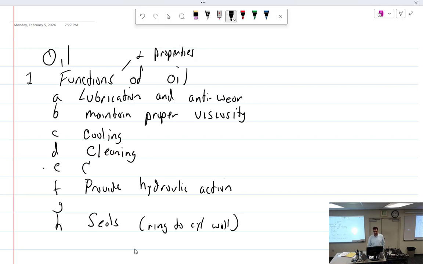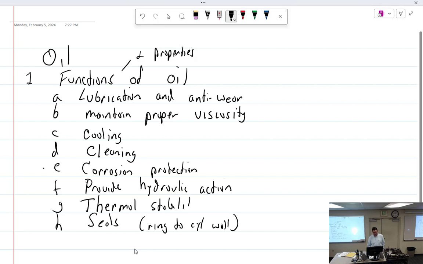Ooh, look at that. Ooh. Corrosion protection. Last one's a property. Break in? Like mineral? I don't know. It's just like thermal stability. That's what I was thinking. Wouldn't that fall under cooling? No, it can't. It stays stable. Yeah, that's what I was going to say. Thank you. All right.